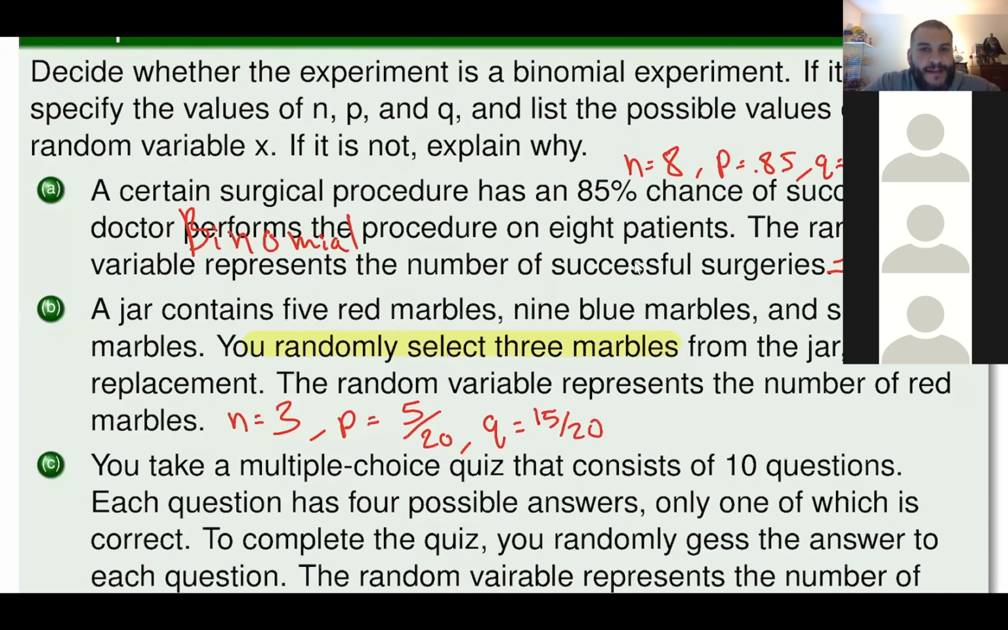All right, so lastly, what we want to go ahead and do is check to see if they are independent of each other. Say I'm looking for the probability of getting a red marble, and then I want the next one to be a red marble, and I want the next one to be a red marble. I want to make sure that all of these events are independent from each other. So the first time I get a red marble, it should be 5 out of 20.